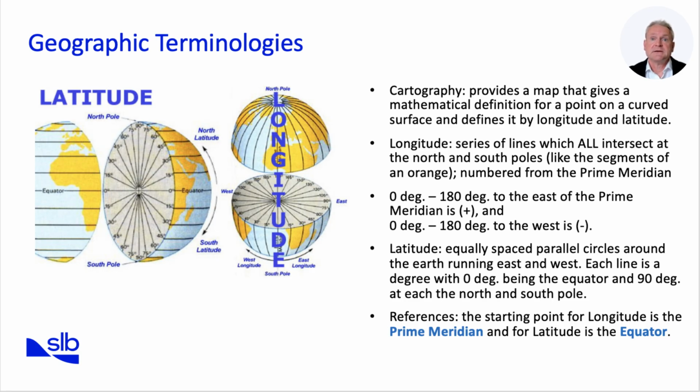West, we use negative. Latitude, on the other hand, consists of parallel circles running east-west around the globe. They are equally spaced, with 0 degrees at the equator, increasing up to 90 degrees at the poles. For reference, longitude starts at the prime meridian and latitude starts at the equator. These systems give us a universal framework to specify locations anywhere on Earth. Remember that in oilfield operations, precision matters. Misunderstanding even a fraction of a degree could shift your target by hundreds of meters. These concepts may feel elementary, but they are the bedrock of everything else we'll cover.